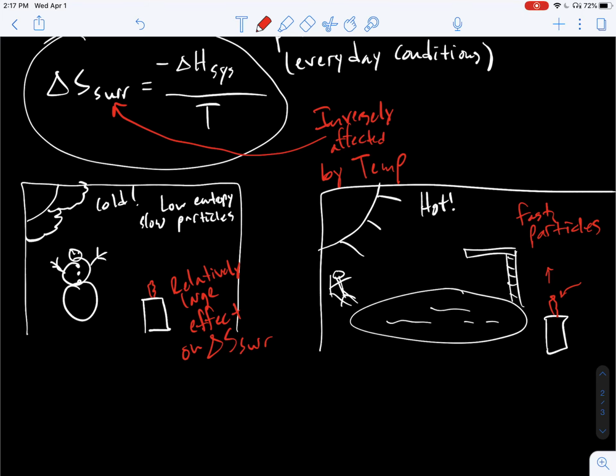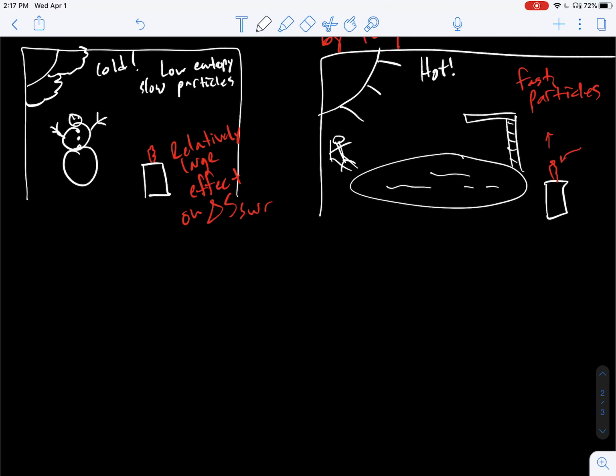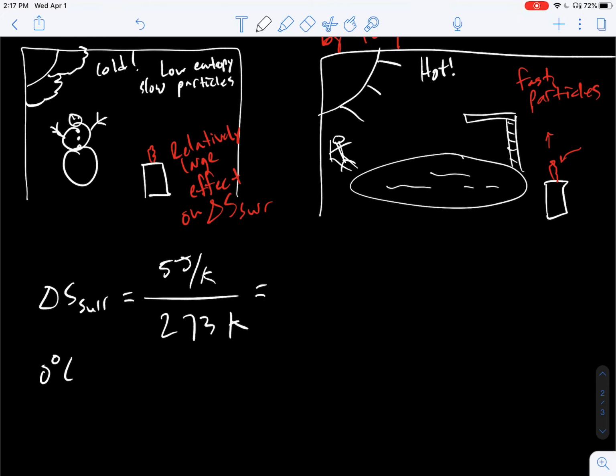And we can show this numerically too. Let's say we're going to calculate the delta S of the surroundings here. And let's pretend I already calculated out our kilojoules. Let's say it's an exothermic reaction, so it's a negative. So let's say we have 5 joules per Kelvin divided by, let's say, 0 degrees Celsius. That's 273 Kelvin. So the delta S of the surroundings is going to be whatever that number is.